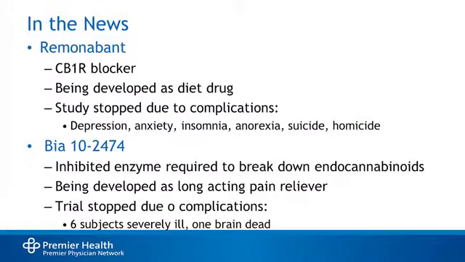Recently, rimonabant, which is a CB1 receptor blocker, was being developed as a diet drug. The study was stopped due to complications including depression, anxiety, insomnia, anorexia, suicide, and homicide. Another experimental preparation, BIA 10-2474, inhibits an enzyme required to break down the endocannabinoids, thereby increasing the length of their effect. It was being developed as a long-acting pain reliever. It was stopped due to complications, including 6 subjects becoming severely ill and 1 becoming brain dead.